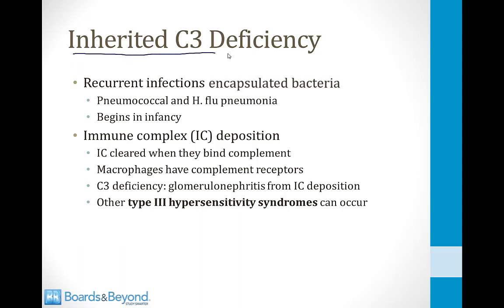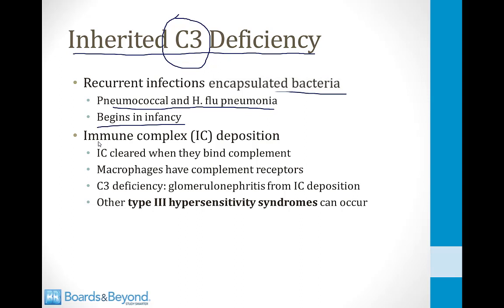Now let's talk about other disorders where there is abnormal complement system function, and the first one we'll talk about is an inherited C3 deficiency. So as we saw before, C3 is really central to the entire complement system, so if you're deficient in this protein, you essentially lack a functioning complement system. And as a result, you're vulnerable to the most important pathogens that complement defends against, and those are encapsulated bacteria. So children born with a C3 deficiency will develop recurrent pneumococcal and H flu pneumonia beginning in infancy.